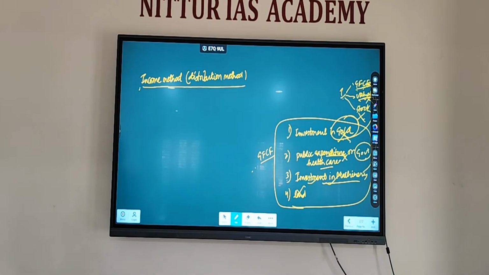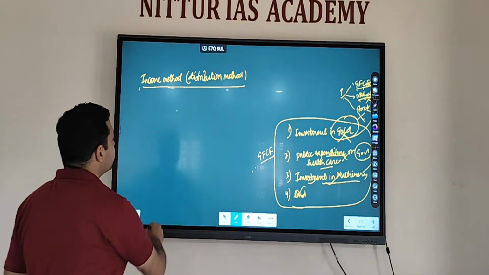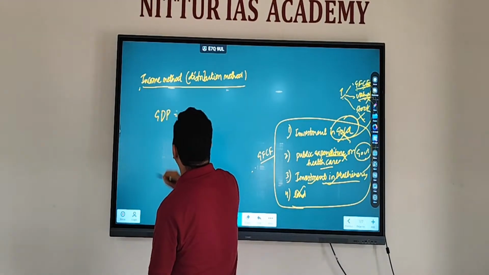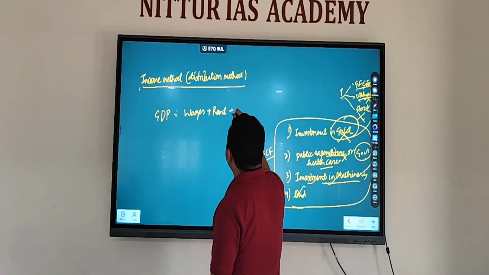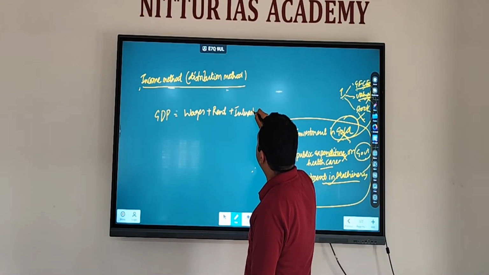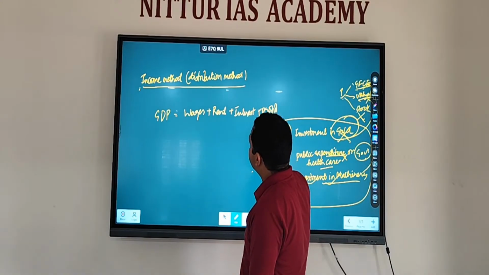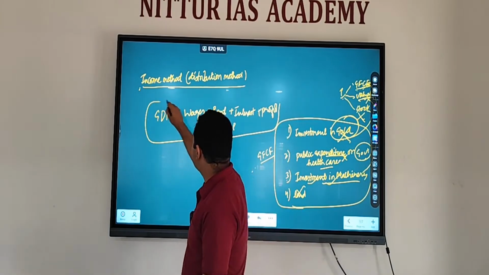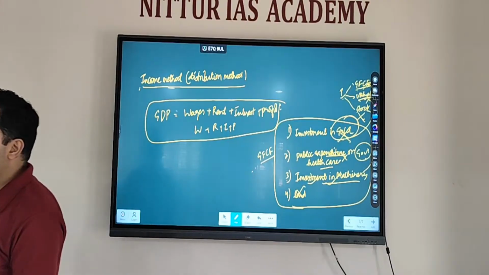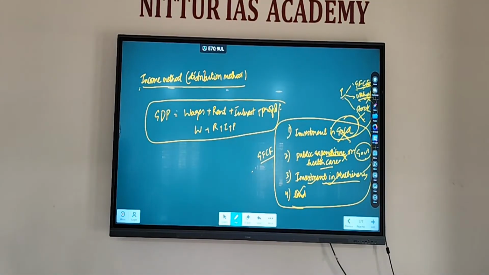Fine. So how are we calculating GDP through this one? GDP here is calculated using this formula: wages plus rent plus interest plus profit. So W plus R plus I plus P, this is what we call GDP. GDP through the income method is measured through this particular formula: wages, rent, interest plus profit. Right?